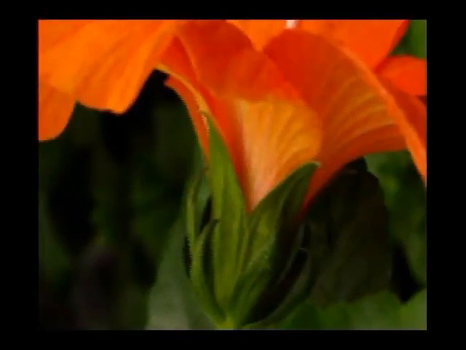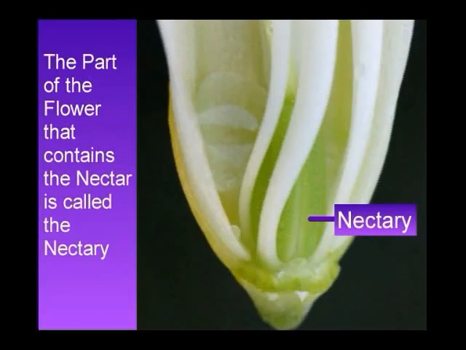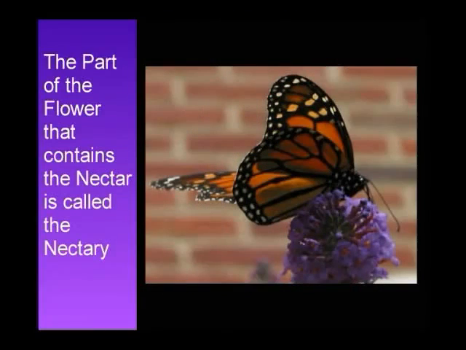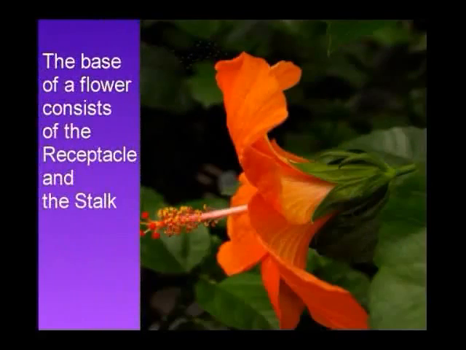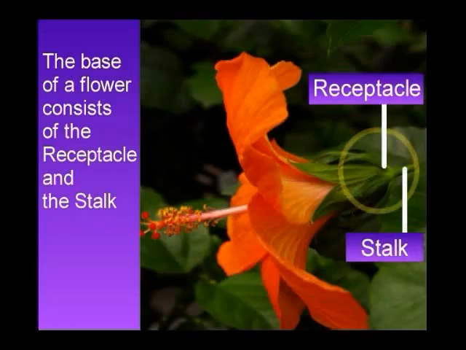Nectary is the part of the flower which contains the nectar, or the sugary solution, of a flower. This nectar is used to attract insects to the flower. The base of a flower is formed by the receptacle and the stalk.